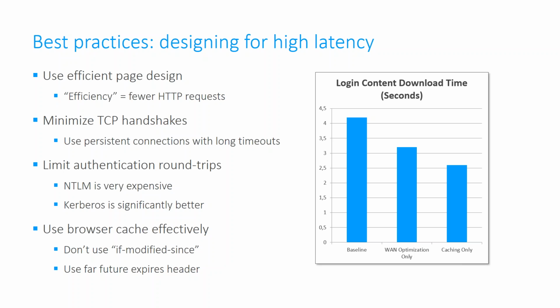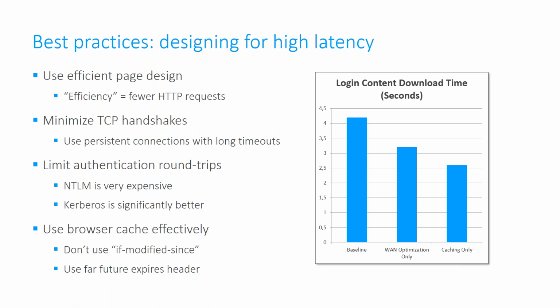And then use browser cache efficiently. The conditional cache of if-modified-since is less efficient, because if I use that, I still have to check the web server to see if the content I have is fresh. Instead, a far future expires header makes more sense, because I can simply look at the content in my cache. If it hasn't expired, I can display it without even contacting the server.